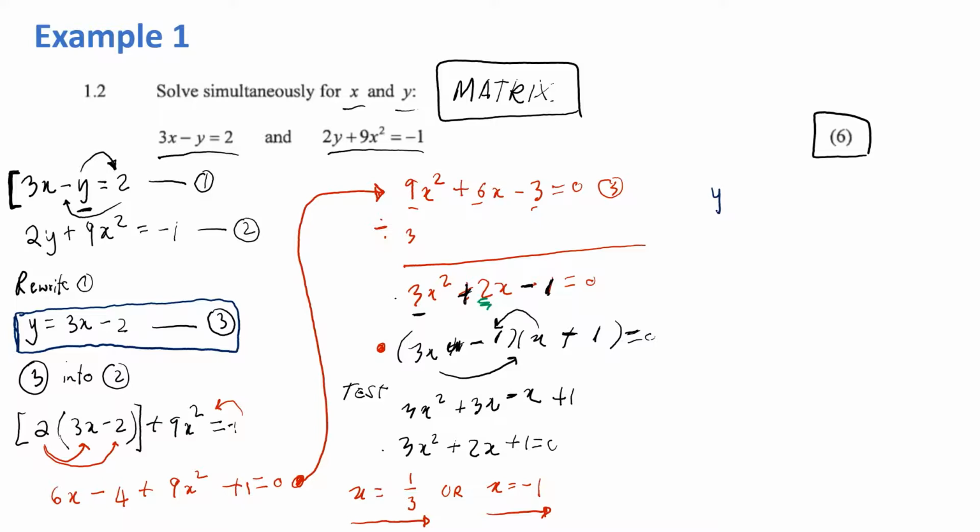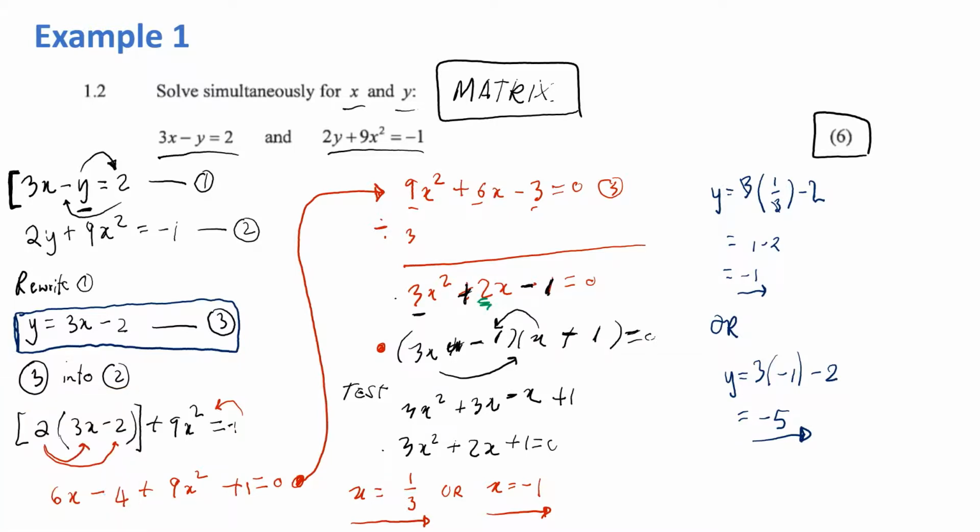So we have y equals 3 times a third minus 1 minus 2. That equals, well, 1 minus 2 equals minus 1. Or y equals 3 times minus 1 minus 2. That equals minus 5, if I'm correct. Okay, so we have a solution here.